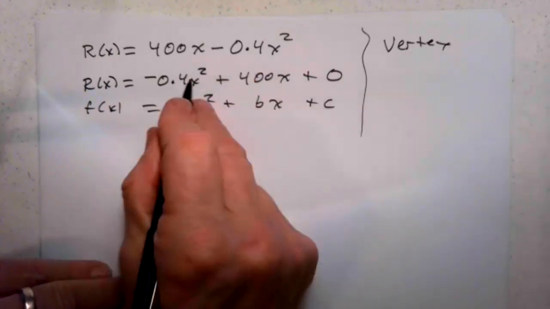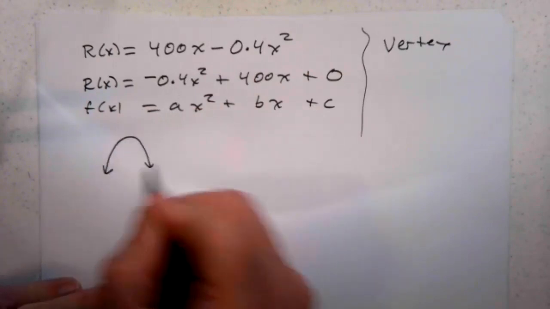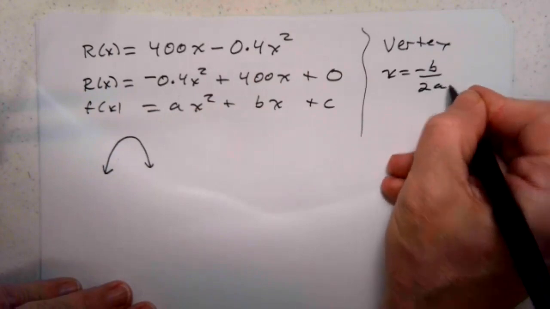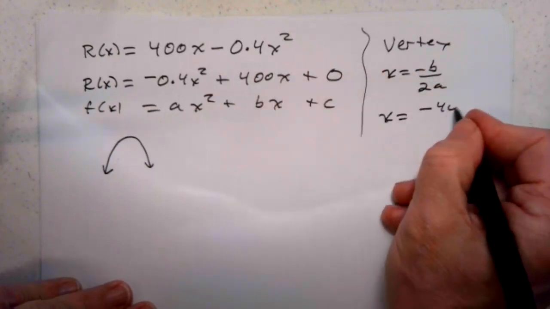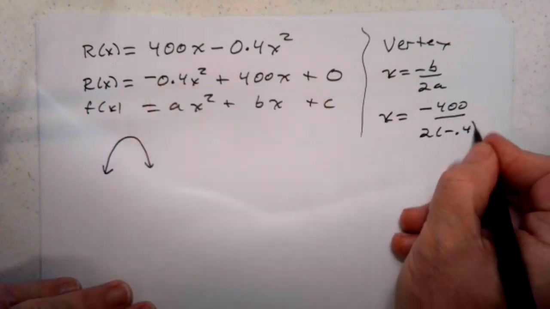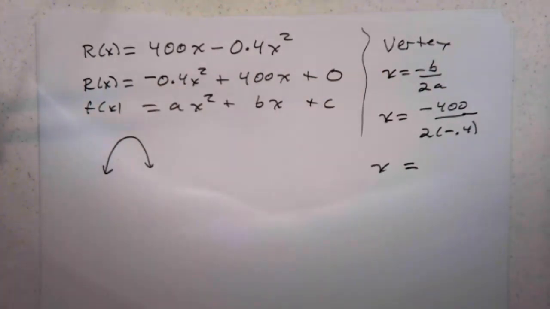which again, this has a leading negative term, so it's going to be opening downward. The vertex occurs at x equals negative b over 2a. So our vertex here, negative b, negative 400 over 2 times negative 0.4. So let's see what we get. We'll go to the graphing calculator and see what that gives us.